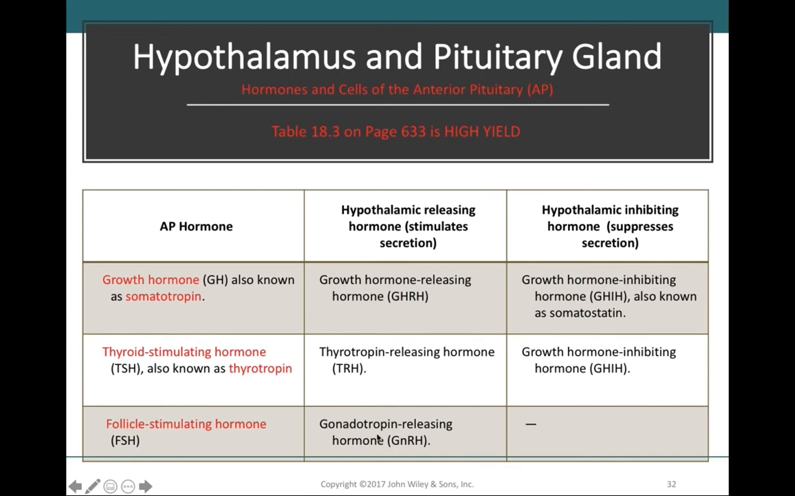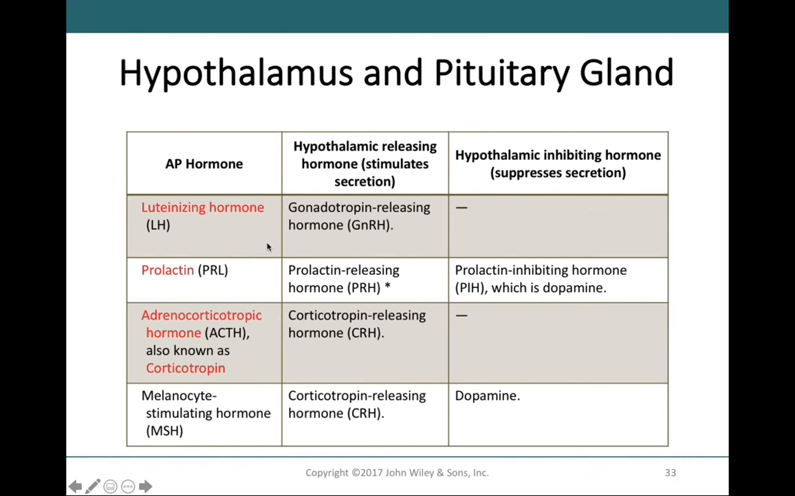The gonadotropic hormones, follicle stimulating hormone, and luteinizing hormone are both released in response to gonadotropin releasing hormones. So you can see both of those are our gonadotropic hormones. They're released by gonadotrophs, and they will eventually go and affect the testes and the ovaries. Prolactin was a special one. We have prolactin releasing hormone and prolactin inhibiting hormone. Now, dopamine is the same thing as prolactin inhibiting hormone. So PRH and PIH are the two releasing hormones that affect prolactin.